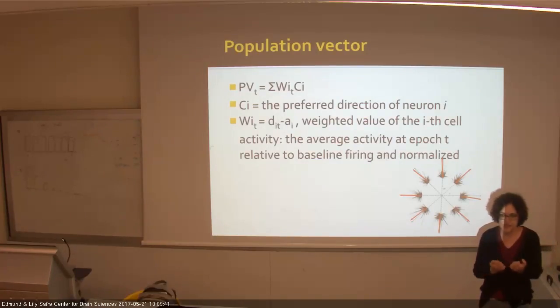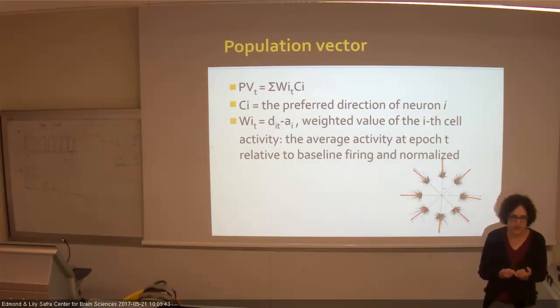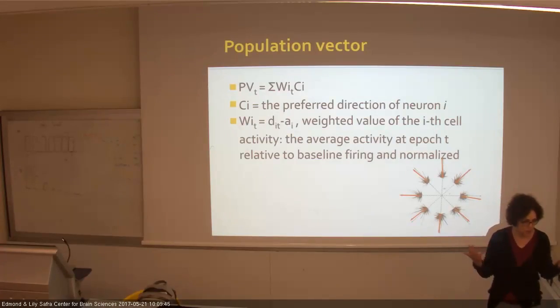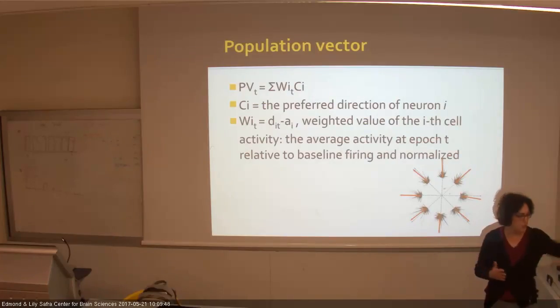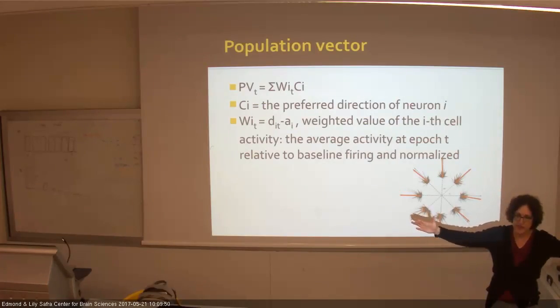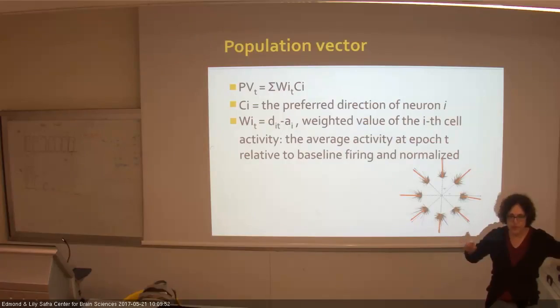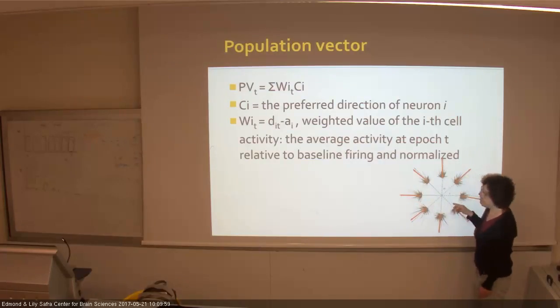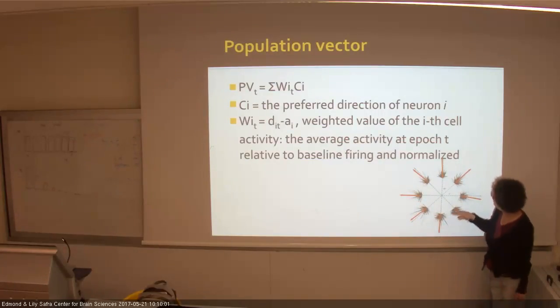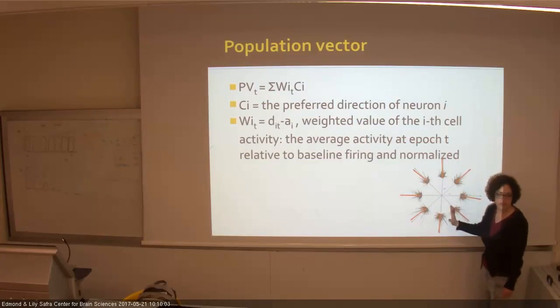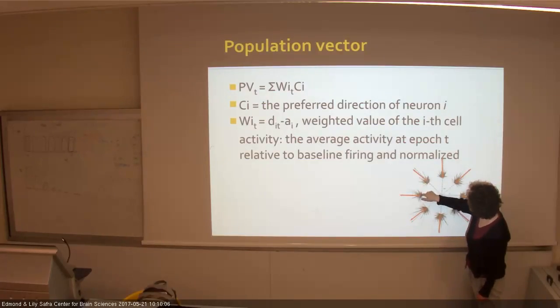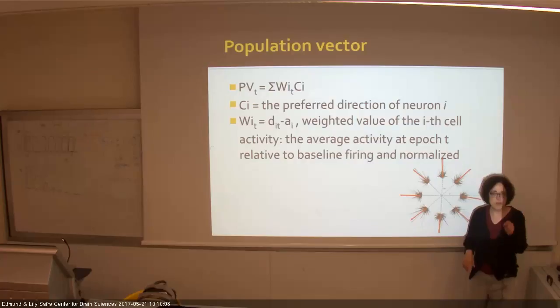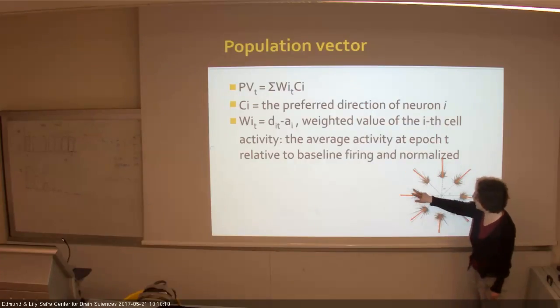But if the preferred direction of the cell is at 90 degrees to the movement, you're moving here, but the preferred direction of the cell is that, the firing rate of the cell will be small, and its contribution will be relatively small. And this is just an example of how you compute a population vector for movements in different directions. Each of the black lines is the contribution of a single cell.